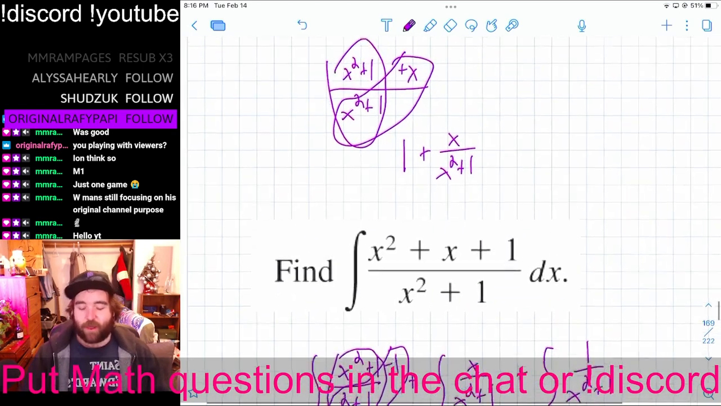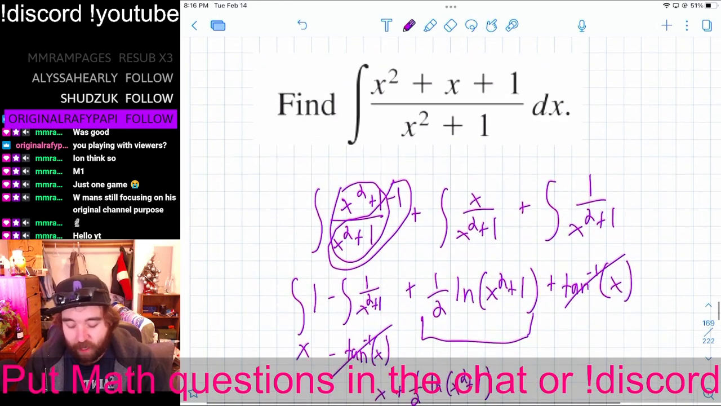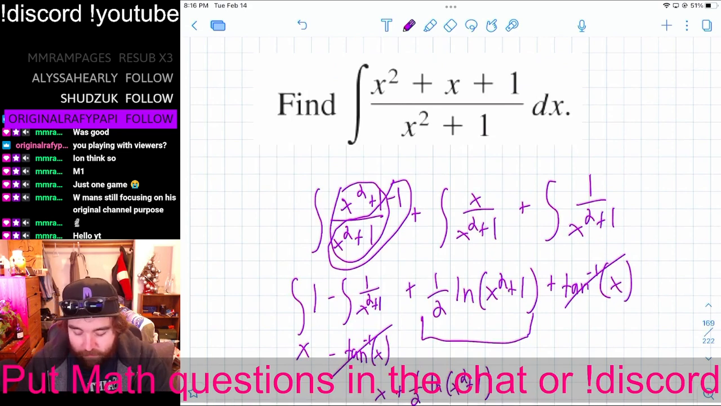That's the way to do it. And that's why integrals are so fun. There's so many different ways to do them. And as long as you're doing things right, things will cancel out, and you'll end up with the same thing everybody else has.